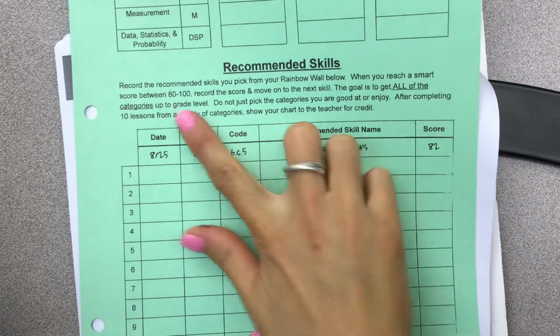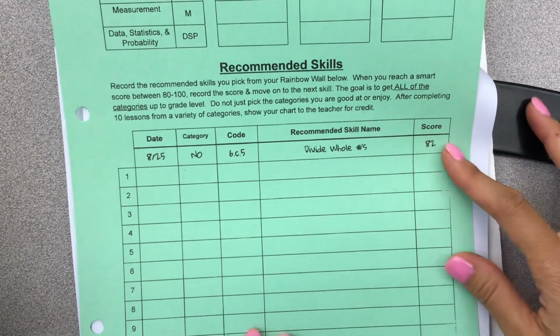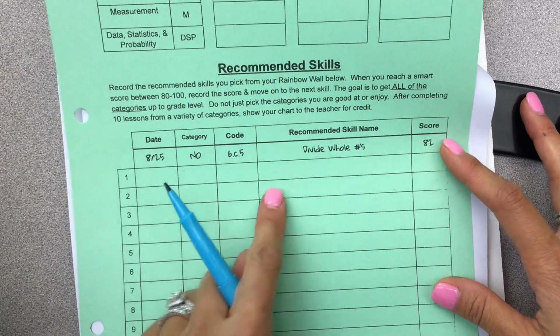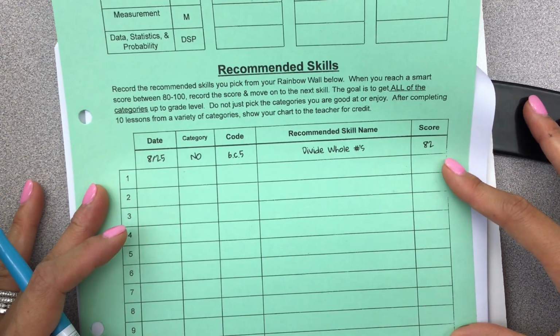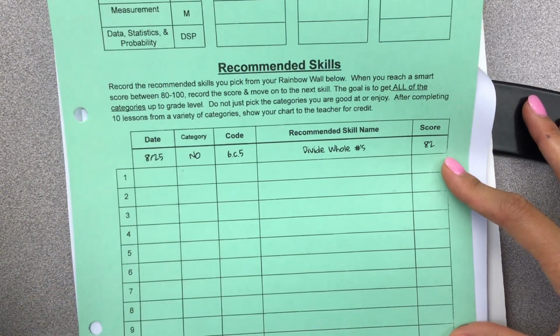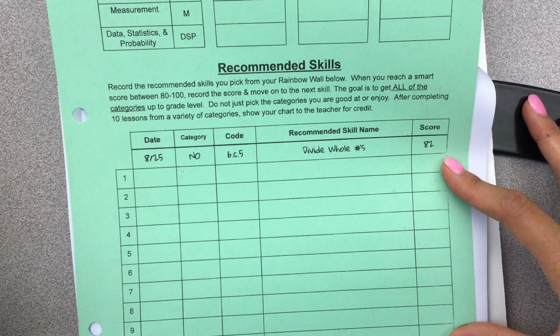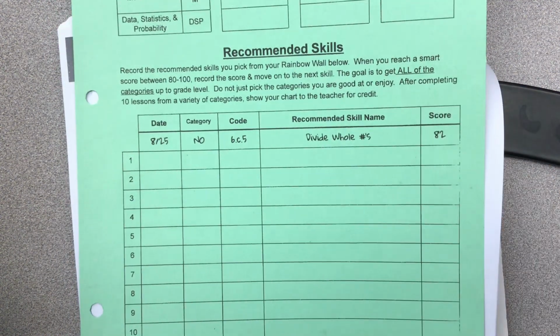You want to get a score between 80 and 100. And then you're recording them. So you record the date, what category it was, the code, the skill name, and then your score. For every 10 that you get, I will stamp it off, and then you also get to spin the wheel of prizes, or also known as the wheel of death. But I only check it for every 10, okay? So don't show it to me when you only have 4 done.